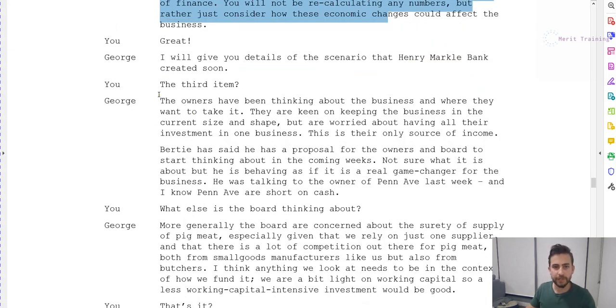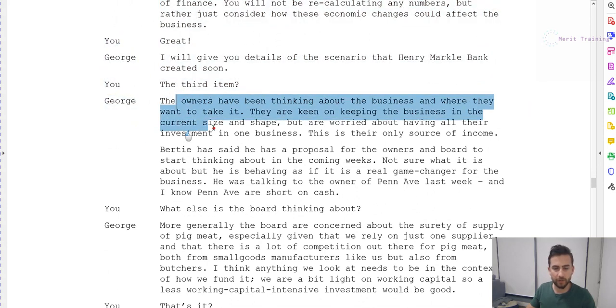Okay, the third item. So the owners have been thinking about the business and where they want to take it. They're keen on keeping the business in its current size and shape. They're worried about having all of their investment in one business. This is their only source of income. So Bertie has proposed that the owners and board start thinking about it in the coming weeks. Not sure what it's about, but it's behaving as if it's a real change of the business. He was talking to the owner of Penn Avenue last week, and I know Penn Avenue is short on cash.